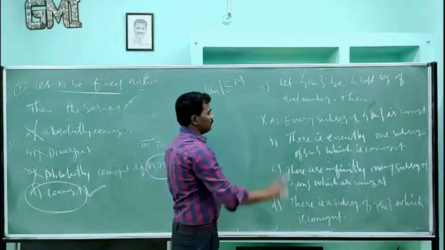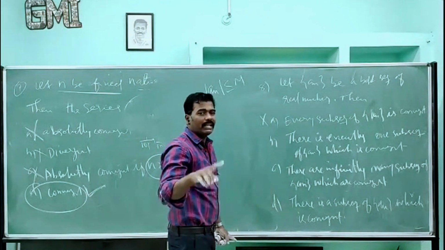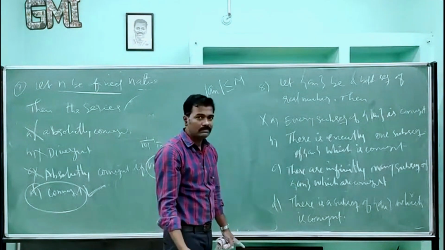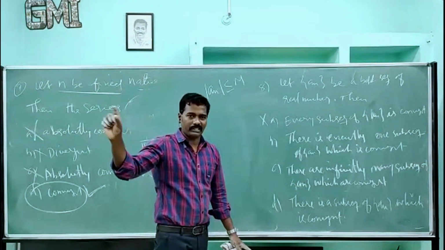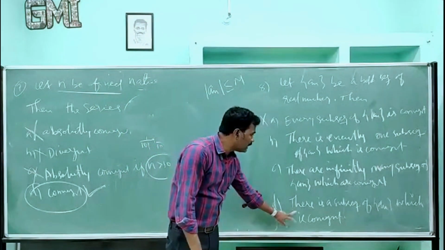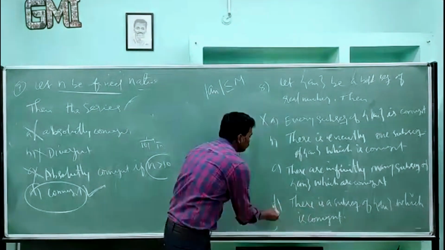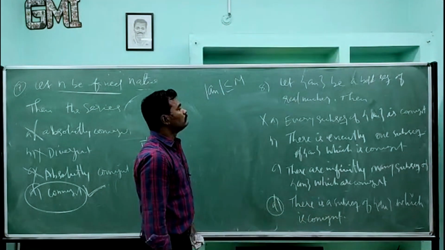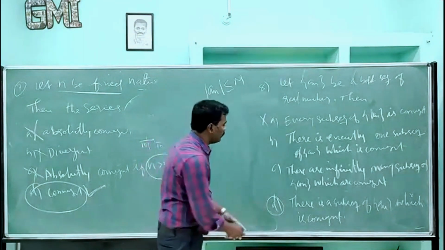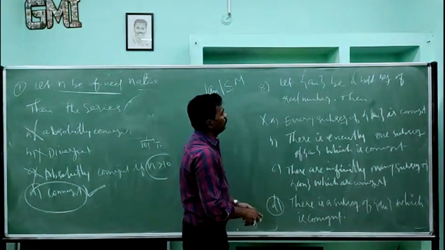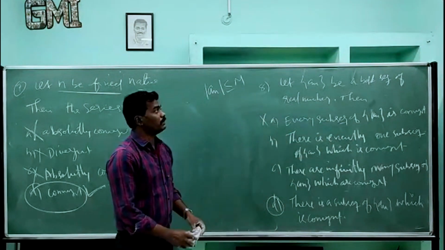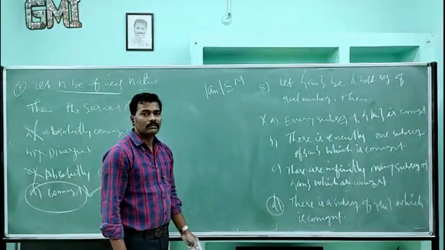Given a_n is a bounded sequence, according to Bolzano-Weierstrass theorem, every bounded sequence has at least one convergent subsequence. That is the statement of the theorem. So option D is right: there is a subsequence of a_n which is convergent. This is always a true statement. What about the remaining options? Every subsequence of a_n is convergent?